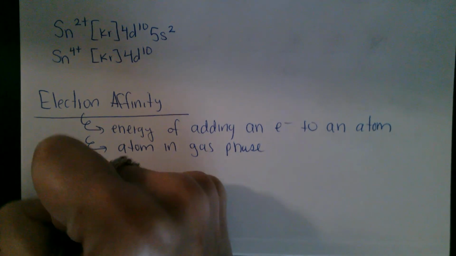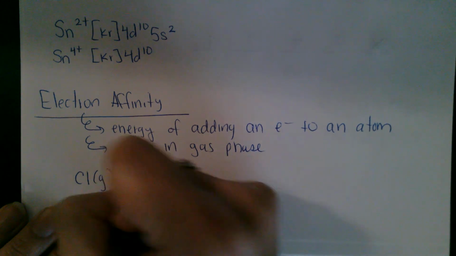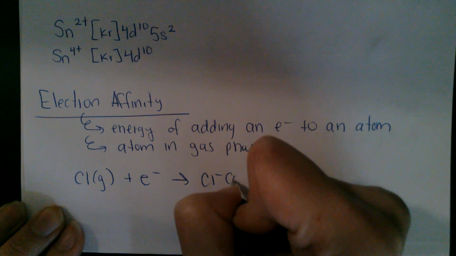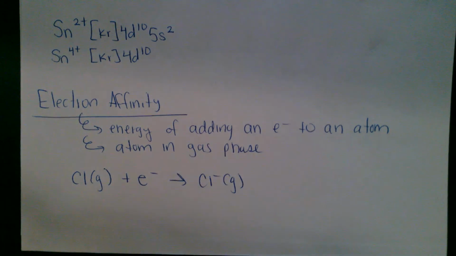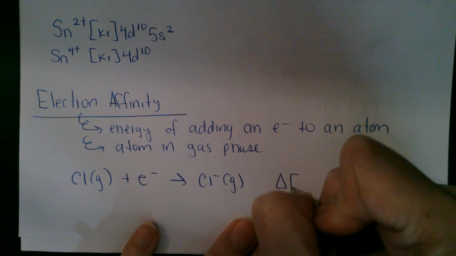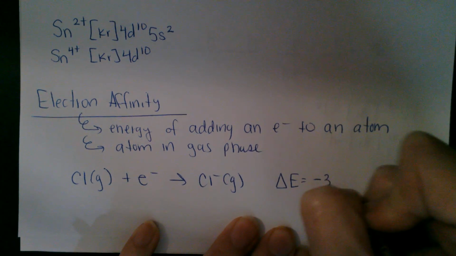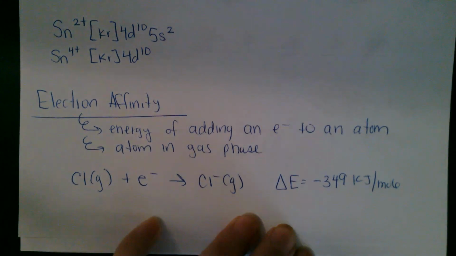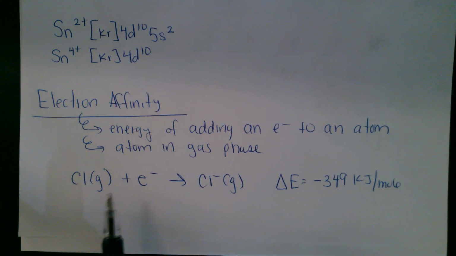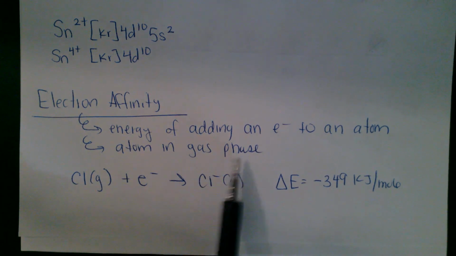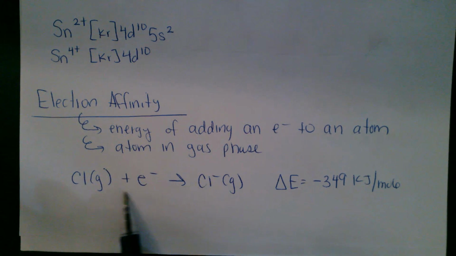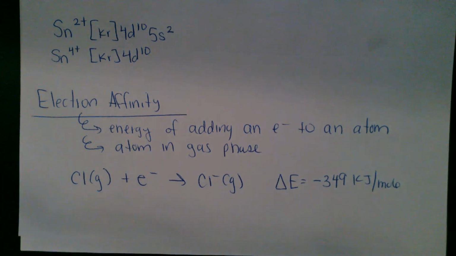Okay, so let's say we have atomic chlorine. We want to add an electron, then we would get Cl minus, again, gas phase. Okay, so the energy associated with this, delta E, equals negative 349 kilojoules per mole. Okay, so this, again, adding an electron to an atom, again, in the gas phase, so all energy measured is directly the result of adding that electron.